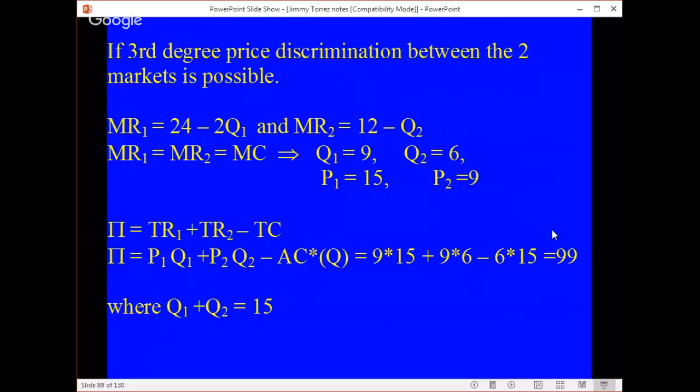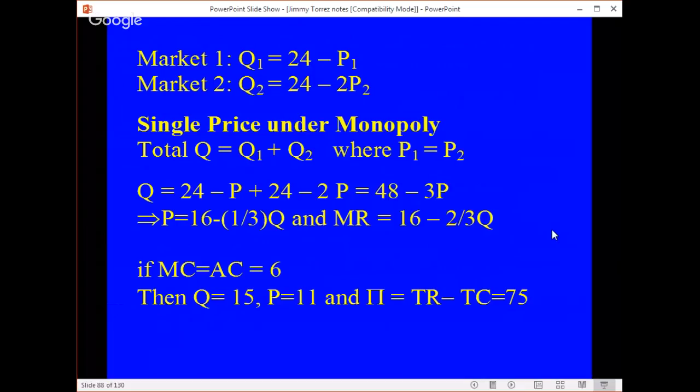Where Q1 plus Q2 is 15, right? 9 plus 6. So the first one is going to be 9 times 15, that's total revenue. 9 times 6 minus 6 times 15, that equals 99. So this firm, if they're able to third degree price discriminate, increases their profits by $24, almost 25%.